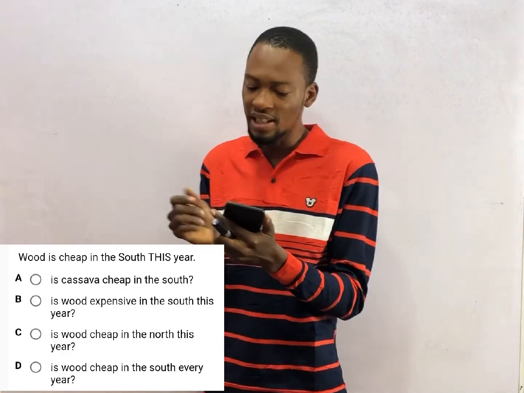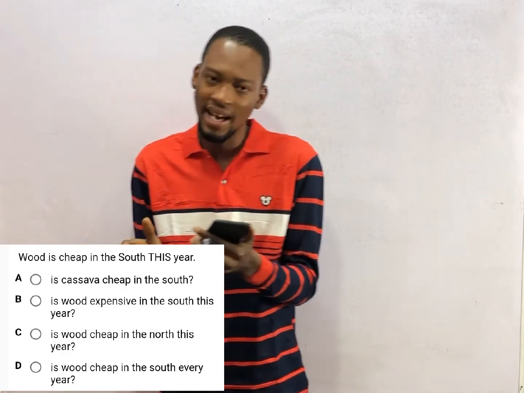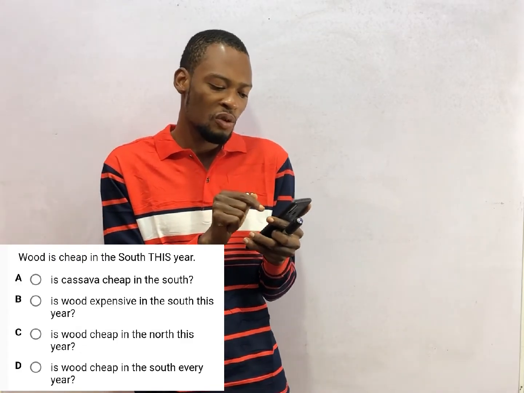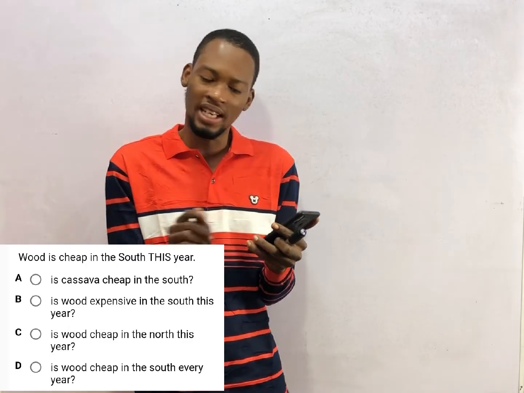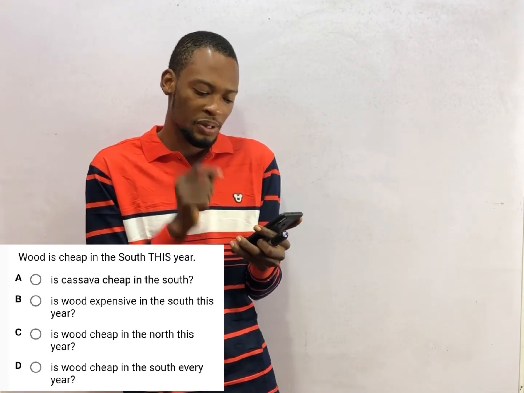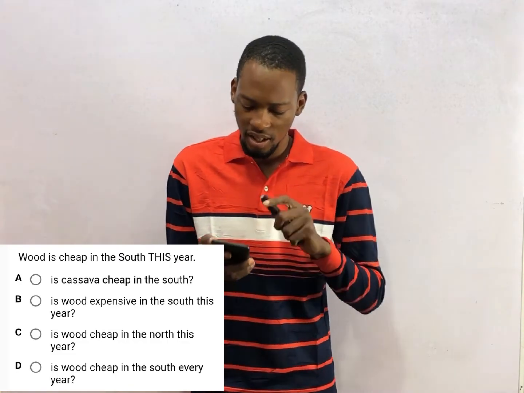And option C, there is this. Option B, there is this. So they are wrong. Now, option A is wrong because we are talking about wood, not cassava. And what is emphasized is this. So, option D carries the vote. Don't worry, if you don't understand, this will make you understand.